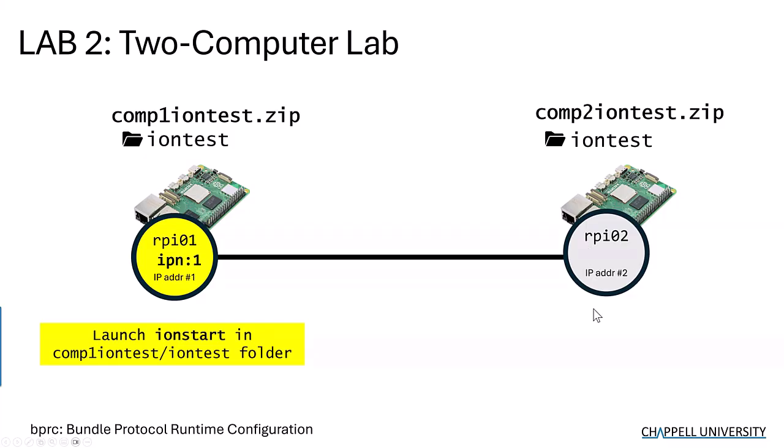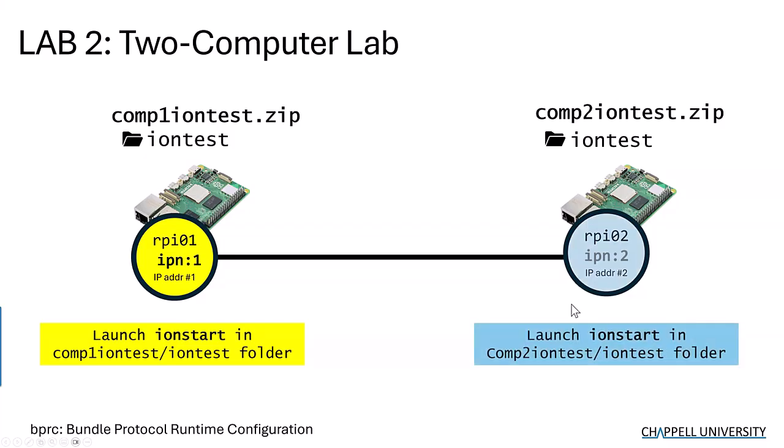When we go over to rpi02, or IPN node 2, and launch ion start to bring up ION, now that second host is up and it will respond to those SYN packets. It also will send SYN packets over to our rpi01, our node 1. When we're going over TCP/IP, each host makes a connection to the other host. Each host establishes its own new connection to the other host.